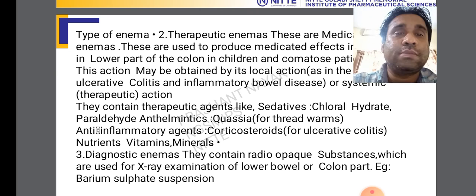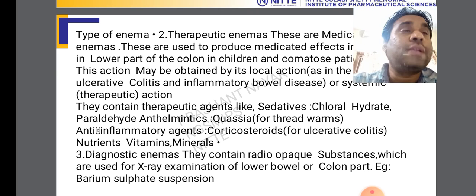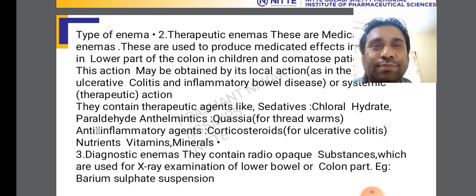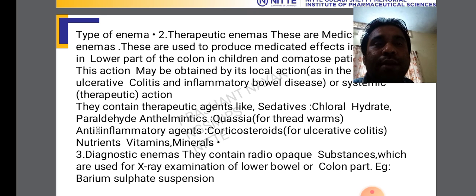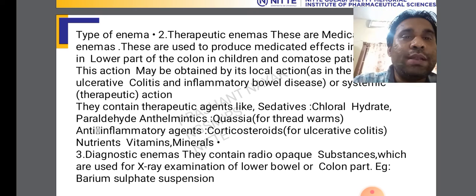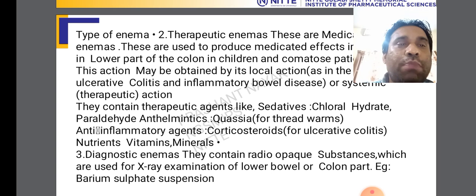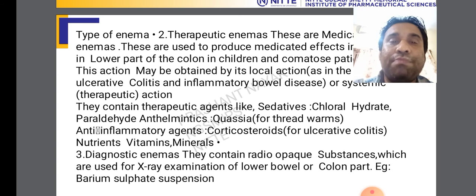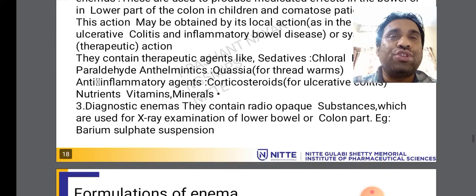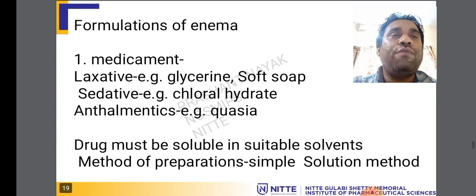vitamins and minerals. The last one is called the diagnostic enema. They contain radiopaque substances which are used for X-ray and elimination examination of the lower bowel or colon. Example: barium sulfate suspension.